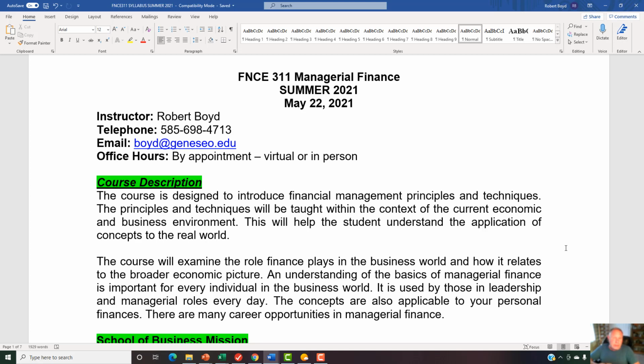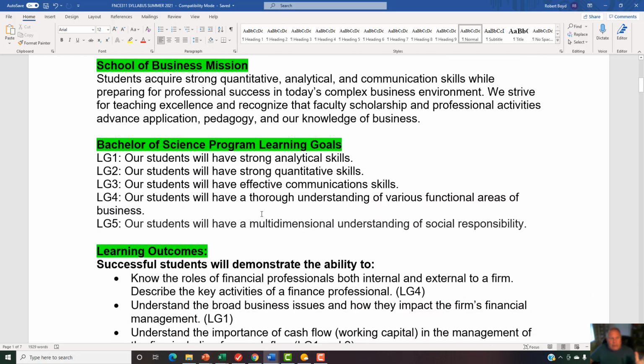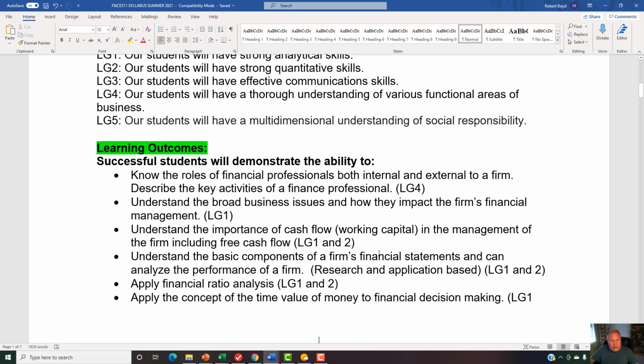Let's now take a look at the syllabus for Finance 311, summer of 2021. You can read the course description, but essentially we're going to look at the fundamentals of finance. I want to comment on certain learning goals that the School of Business has. One, students will have strong analytical skills, strong quantitative skills, and effective communication skills. That includes both written and oral. Our students will have a thorough understanding of various functional areas of business, and a multidimensional understanding of social responsibility. In this class, successful students will demonstrate the ability to know the roles of different professionals, both internal and external to the firm.